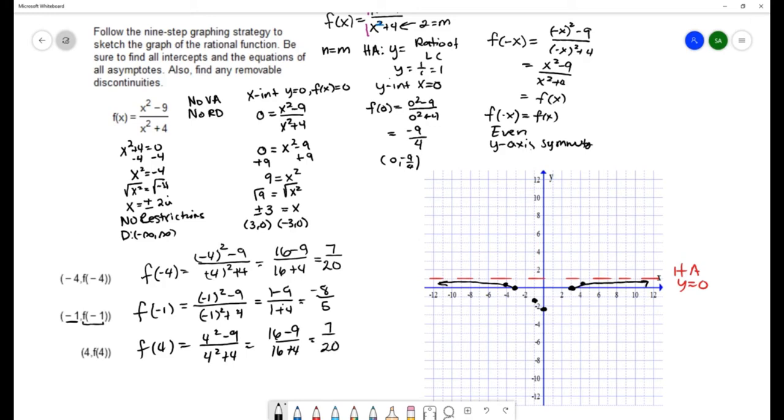The other thing to keep in mind is that we did say that this has y-axis symmetry. So I can mirror this point on the other side. For a positive 1 and -8/5, we have that mirror point. And now we're getting a very clear sketch of this graph.